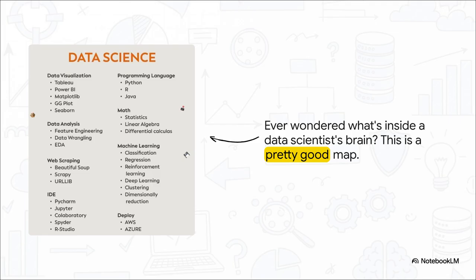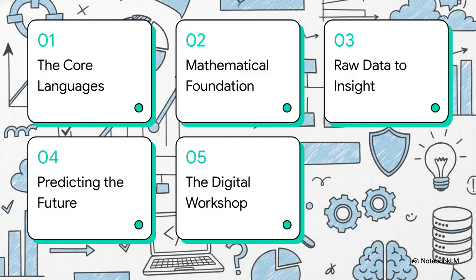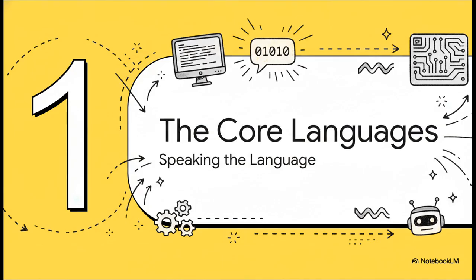Okay, so this is the map we'll be using for our tour today. It does a pretty amazing job of breaking down the entire landscape of data science into its core pieces. Just think of this as our guide while we explore each of these areas one by one. So here's our game plan. We're going to start with the languages data scientists actually speak, then look at the math that forms the bedrock of their logic. After that, we'll walk through the actual process of turning raw numbers into powerful stories, touch on the magic of predicting the future with machine learning, and finally, we'll stop by the digital workshop where it all comes together. First stop, the core languages.